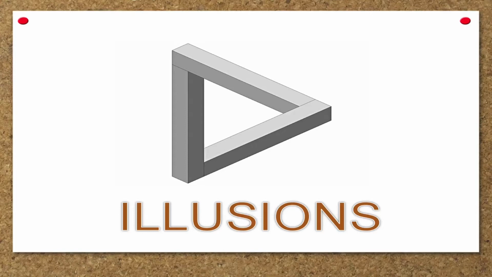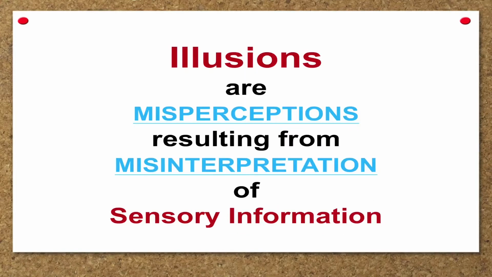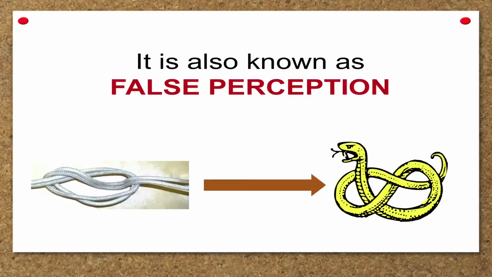What is an illusion? Illusions are misperceptions, as the name suggests, and they result from misinterpretation of sensory information. Illusions are known as false perceptions. For example, if there is a thick rope lying on one side in the dark, it could be perceived as a snake. Illusion is a normal phenomenon which is experienced by all human beings and animals.